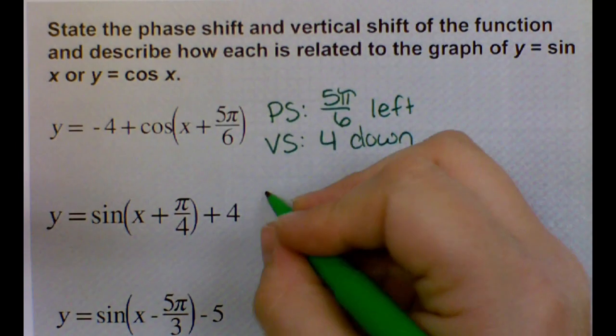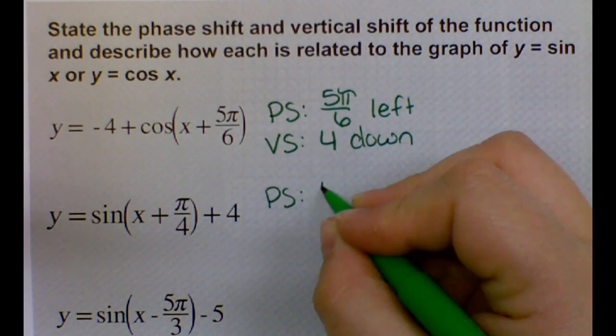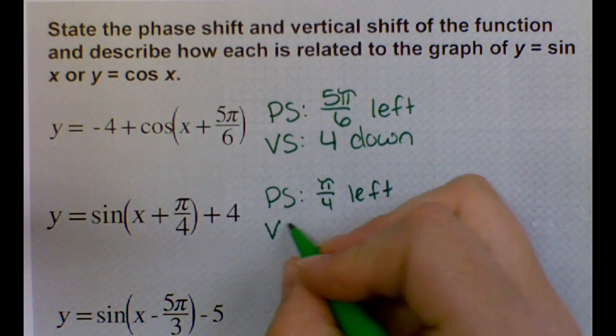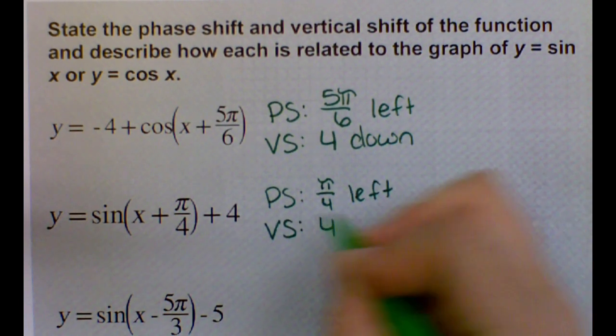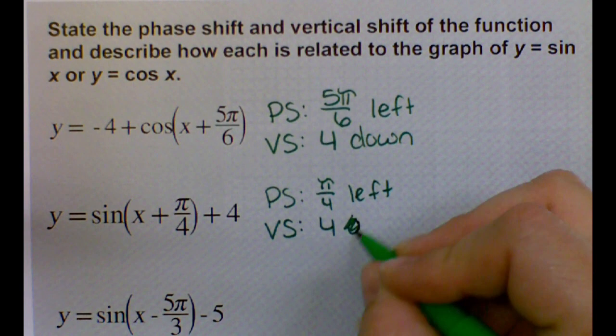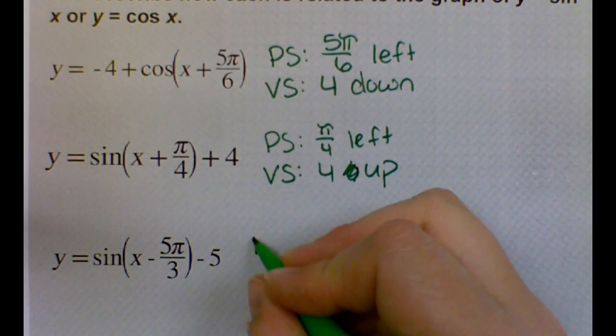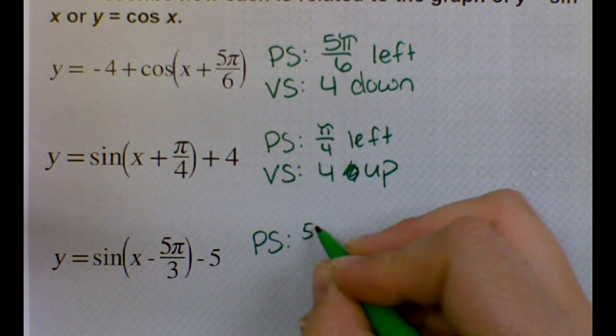For the second one, our phase shift is pi over 4. It's got a minus, so it's right. Our vertical shift is 4. It's got a plus, so it's up. There we go. And the last one here, our phase shift is 5 pi over 3.